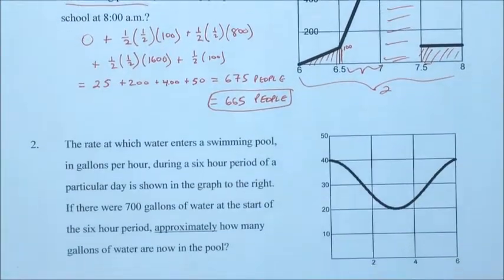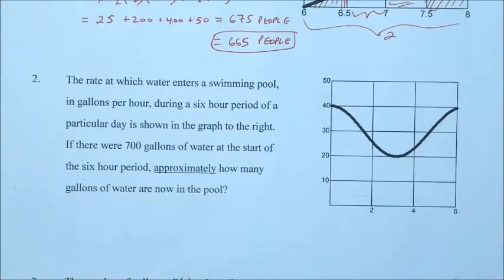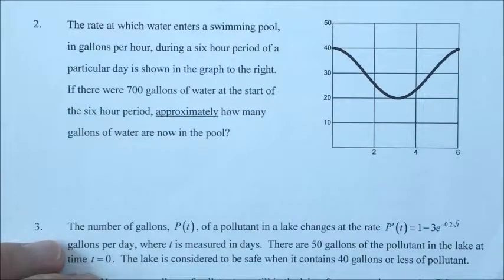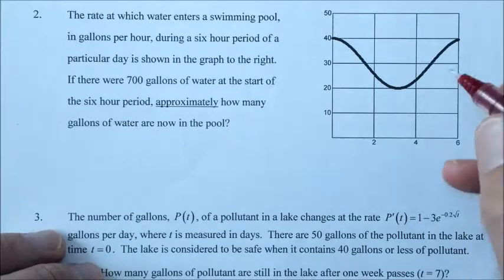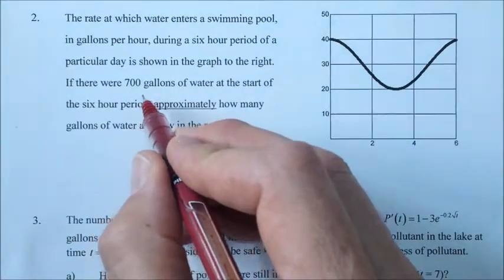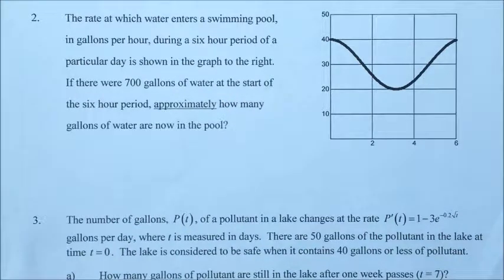Question number 2. Just scroll up here a touch. With question number 2, we have the rate at which water is entering a swimming pool in gallons per hour, shown in this graph right here. It's a 6-hour period. There were 700 gallons of water at the start of the 6-hour period. So approximately how many gallons of water are now in the pool?